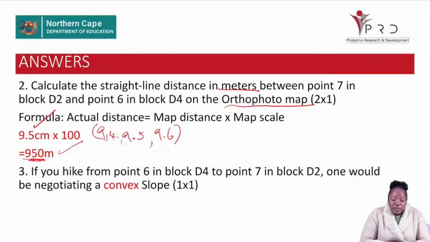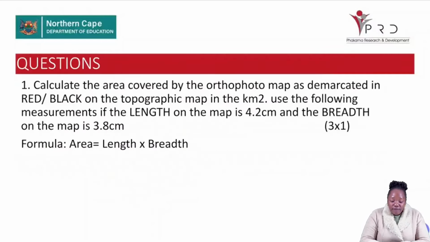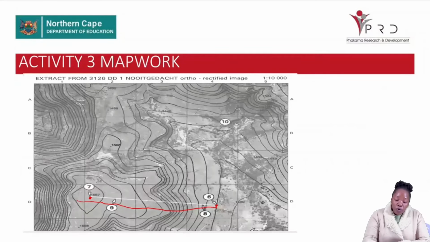Then our third question says, if you hike from point 6 in block D4 to point 7 in block D2, one will be negotiating a convex slope. So let us go through how you identify a convex slope. You are starting from 6 up until you reach 7. Because here at 6, the contour lines are far apart, and then as you move along, the contour lines are close on this side, then it's a convex.